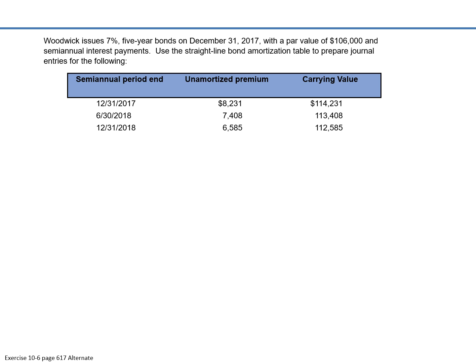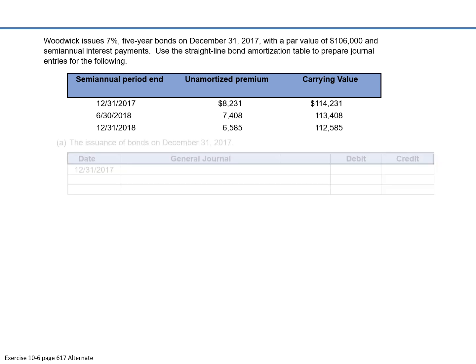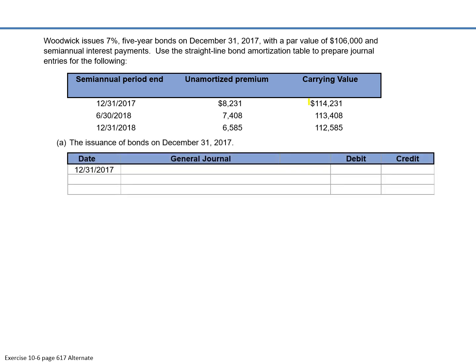All right, so Woodwick issues 7% 5-year bonds on December 31st, 17 with a par value of 106,000 and semi-annual interest payments. So, using the straight line bond amortization schedule to prepare the journal entries for the following. So the issuance of the bonds, they're issuing at 114,231. And we know the unamortized premium is 8,231 to start on December 31st, right?